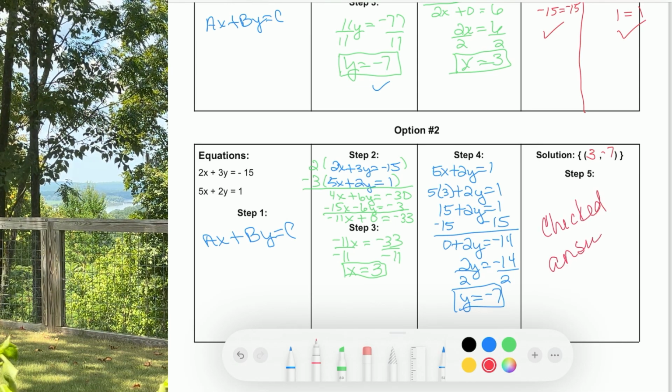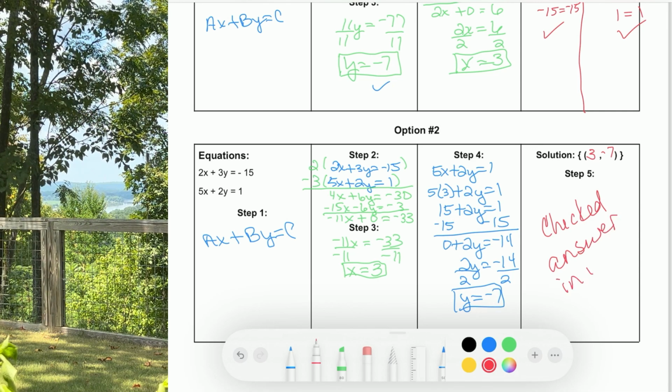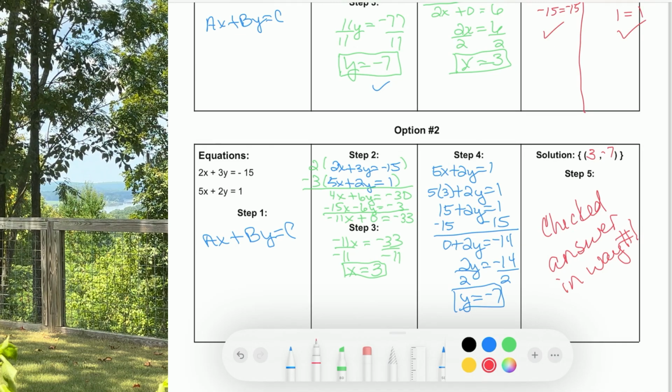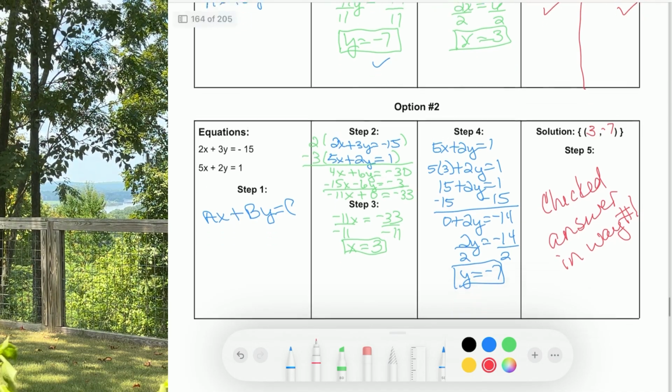We've already checked our answers in way number 1, so we're not going to do that again. But it just verifies what I told you. It doesn't matter if you choose to get rid of your x's first or your y's first. As long as you do it properly, you should get the same answer that you would if you'd chosen the other.